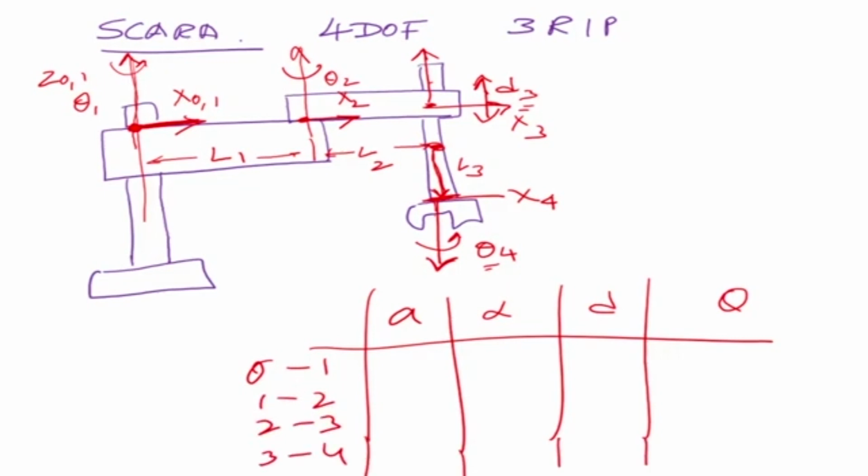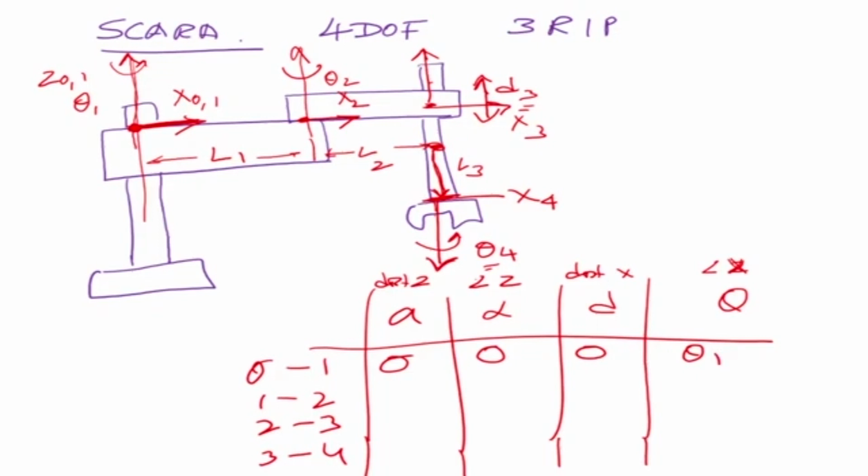Okay, let us again write down. A is the distance between z's. This is the angle between z's. This is the distance between x's, and this is the angle between x's. So let's start off with the first one. The 0 and 1 axis is the same axis. So this is 0, 0, 0. Theta 1 is the variable. They are the same axis. Origin is the same.